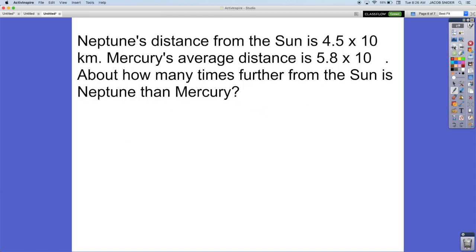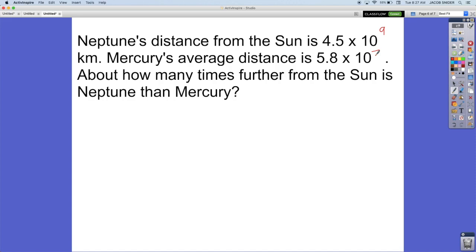Okay? Neptune. So let's talk about our planets, right? We got Mercury, Venus, Earth, Mars, so on. All the way out to Neptune. Okay? Neptune's distance, it's out there by Jupiter and Saturn, right? That's where Neptune is. Neptune's distance from the Sun is 4.5 times 10 to the 9th. Mercury's average distance is 5.8 times 10 to the 7th.